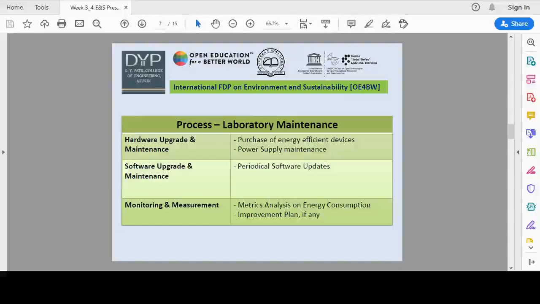Periodical software updates, patches, releases have to be updated in all the computer systems. Monitoring and measurement. All these hardware and software related activities have to be periodically monitored and logged, and the energy consumption by these computer systems has to be measured and analyzed.